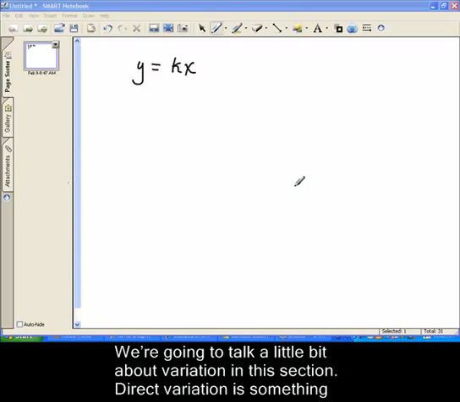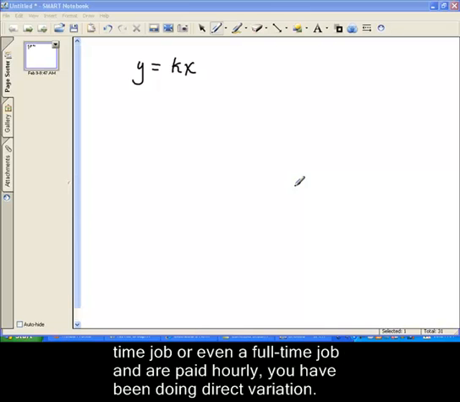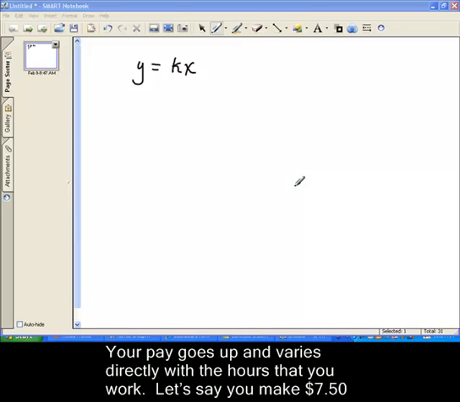We're going to take a look at variation in this section. Direct variation is something some of you probably have some experience with. You may not know it, but if you have a part-time job or even a full-time job and you're paid hourly, you have been doing direct variation. Your pay goes up and varies directly with the hours that you work.